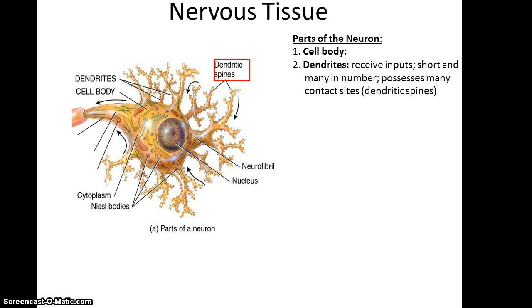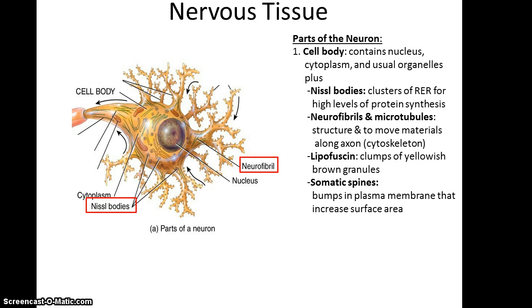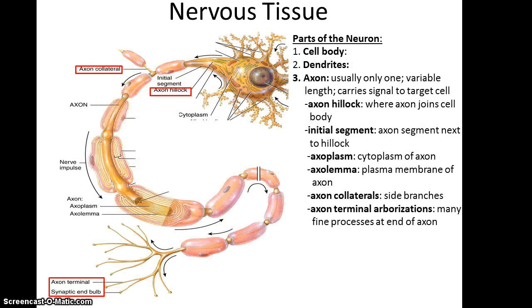Which these are dendrites. They are protrusions off of the cell body that are usually relatively short. They receive information. They receive a signal. And they have many dendritic spines, which are pretty much the equivalent of the somatic spines. Then there's a long axon, usually only one, and this is what carries the signal away to the next cell or cells. It has a number of features.